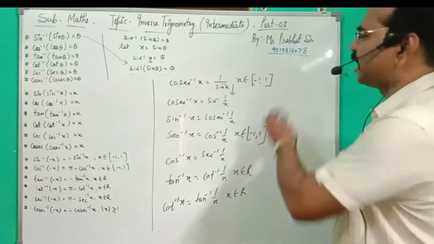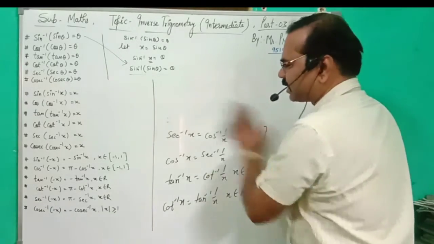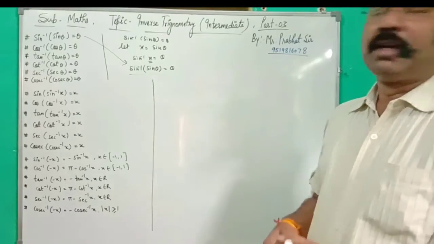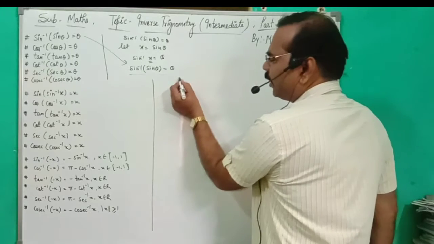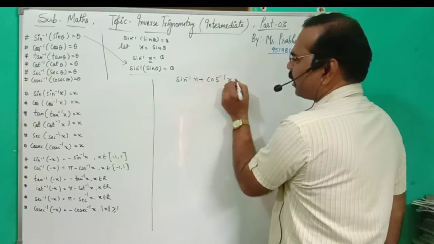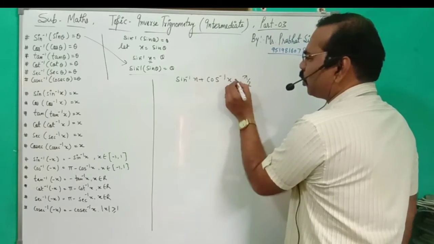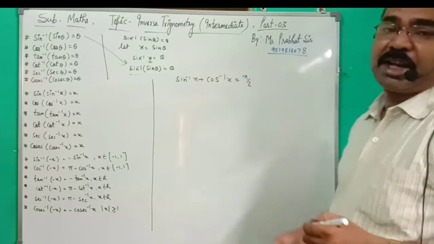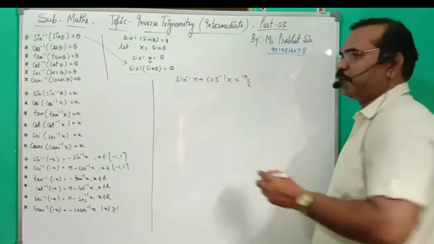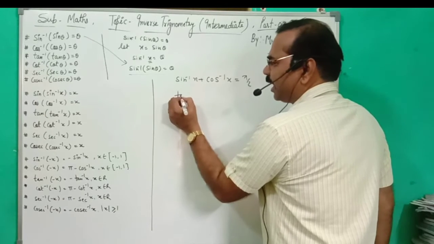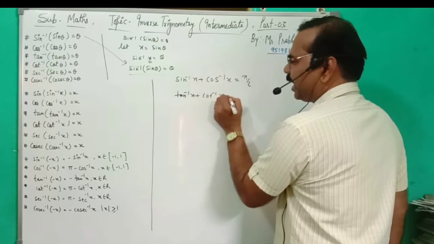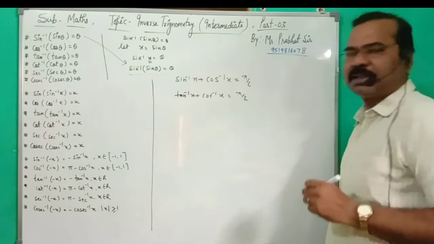Okay students, now here are also some properties we have to discuss. These properties are very useful for competitions and other board examinations. Like sin inverse x plus cos inverse x is equal to pi by 2. Okay students, that is a very good property we are using. Second one is tan inverse x plus cot inverse x is equal to pi by 2. That is the third property.